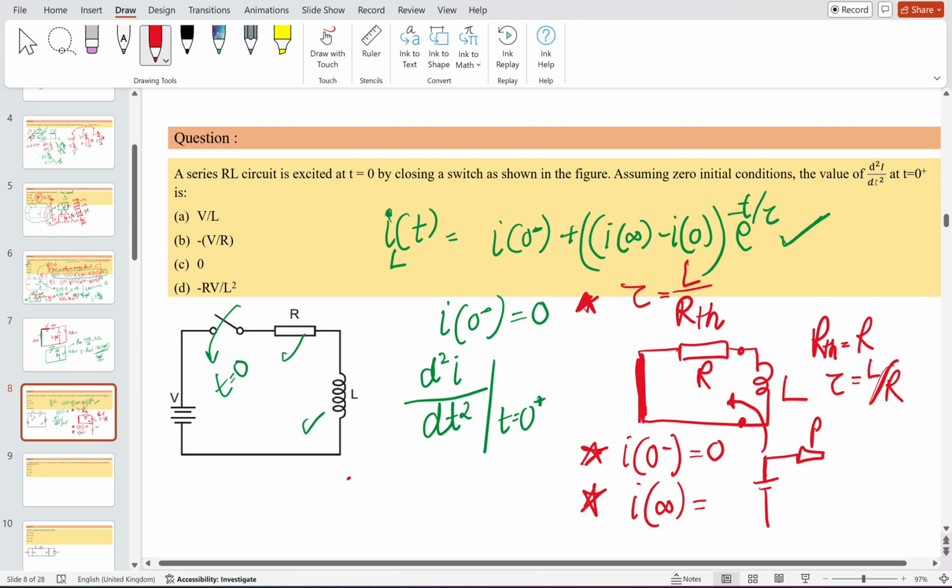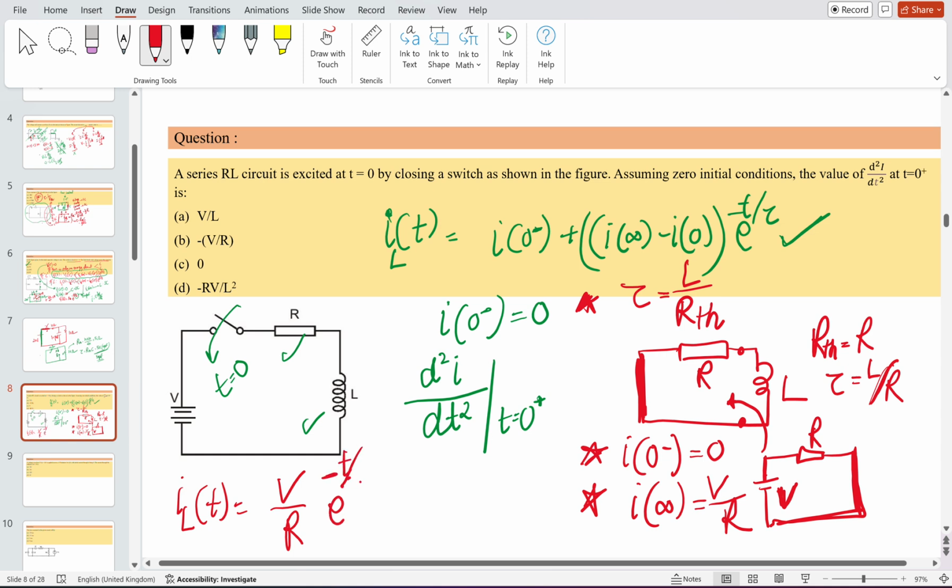This is R, and here it is a short circuit. So this was the inductor which was short circuited, and this is V. So what is the current that will flow? It is simply equal to V by R. Okay, so what will the standard equation look like? I L of t is equal to I infinity plus (I0 minus I infinity), and I0 is already 0. What is the value of I infinity? Simply V by R, e to the power minus t by tau.